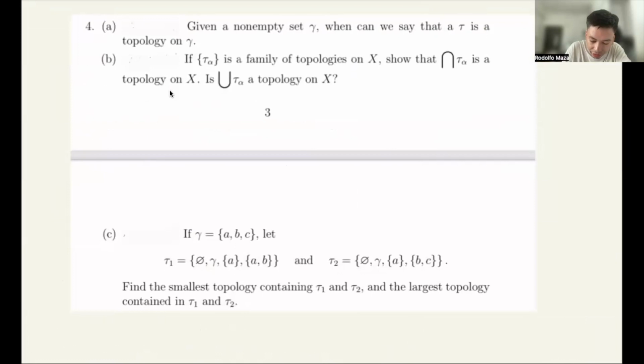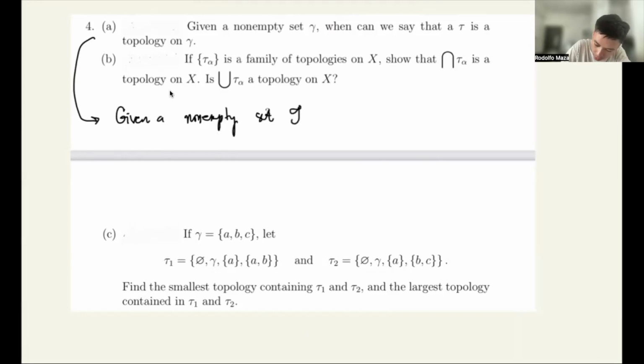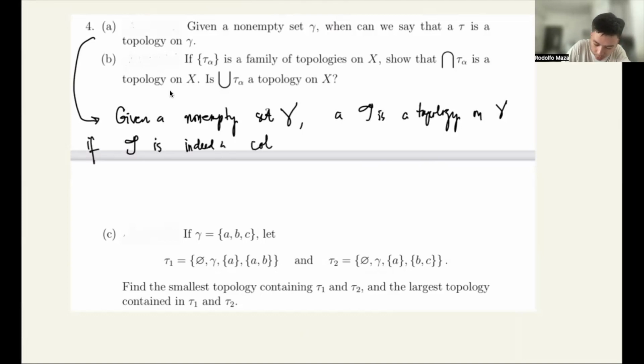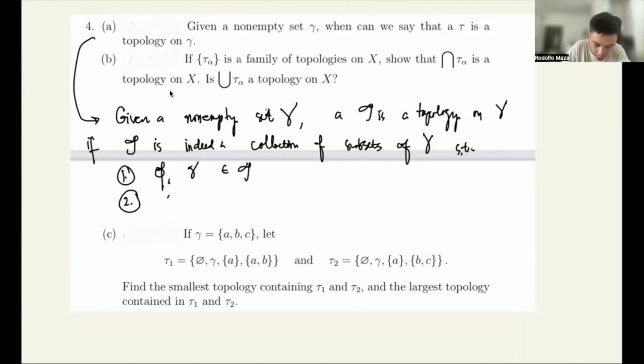Okay, number 4. Given a non-empty set gamma, when can we say that a tau is a topology on gamma? Okay, so this is a definition of topology. So, paano natin? Given a non-empty set gamma, sorry. A tau is a topology on gamma if, of course, tau is indeed a collection of subsets of gamma. Of course, this should be a collection first requirement, such that, number 1, the empty and the gamma is in tau. Number 2, if the script U is a subset of tau, then the intersection of all U, your U is an element of the script U, is in tau.